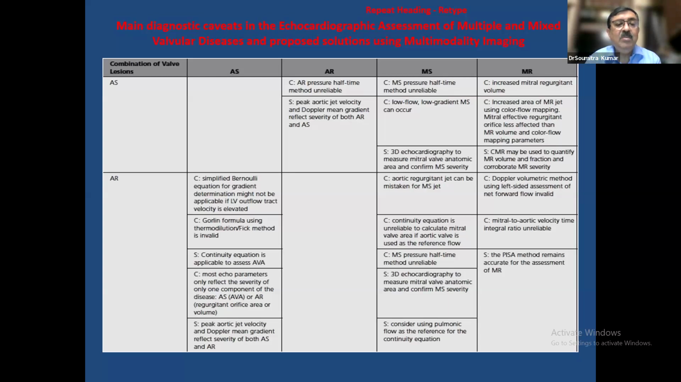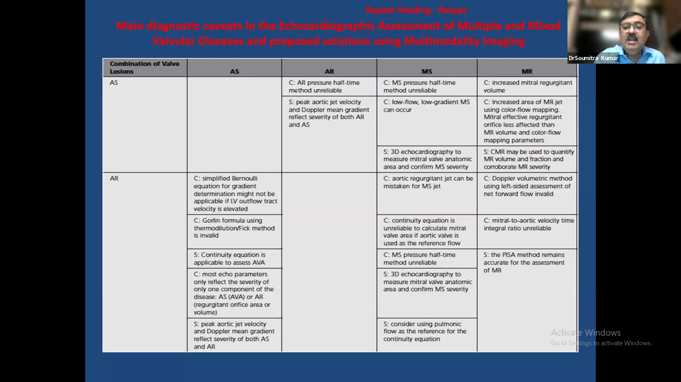With AS-AR and other combinations, the Gorlin formula and the Bernoulli equation may not be very applicable, but still we should do it. The continuity equation is applicable to assess aortic valve area if the AS-AR combination is there, but we have to rely on other parameters like CT imaging to have a real look at the aortic valve in some cases. AR-MS I've already mentioned. Again, pressure half-time should not be applicable. We have to look at the 3D planimetry.